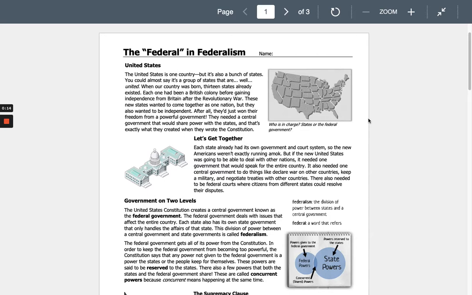When our country was born, 13 states already existed. Each one had been a British colony before gaining independence from Britain after the Revolutionary War. These new states wanted to come together as one nation, but they also wanted to be independent. After all, they'd just won their freedom from a powerful government. They needed a central government that would share power with the states, and that's exactly what they created when they wrote the Constitution.